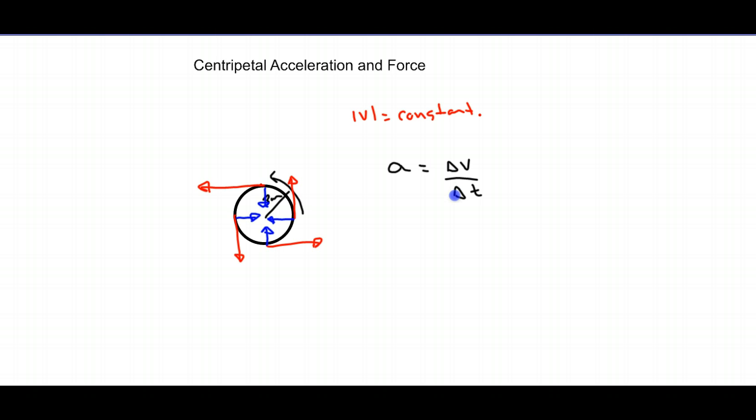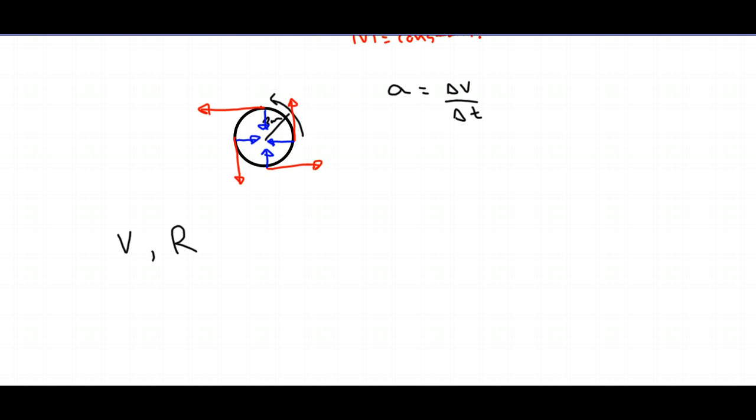So there are really two things that can affect the magnitude of our object's acceleration: how big the change in velocity is and how long it takes for it to change its velocity. So the two things that will affect acceleration indirectly, because they will affect both delta v and delta t, are the object's velocity, obviously, and the size of our circle, the radius of the circle. We're going to start with looking at how the radius of our circle affects our acceleration, and we're going to take a look at two circles.